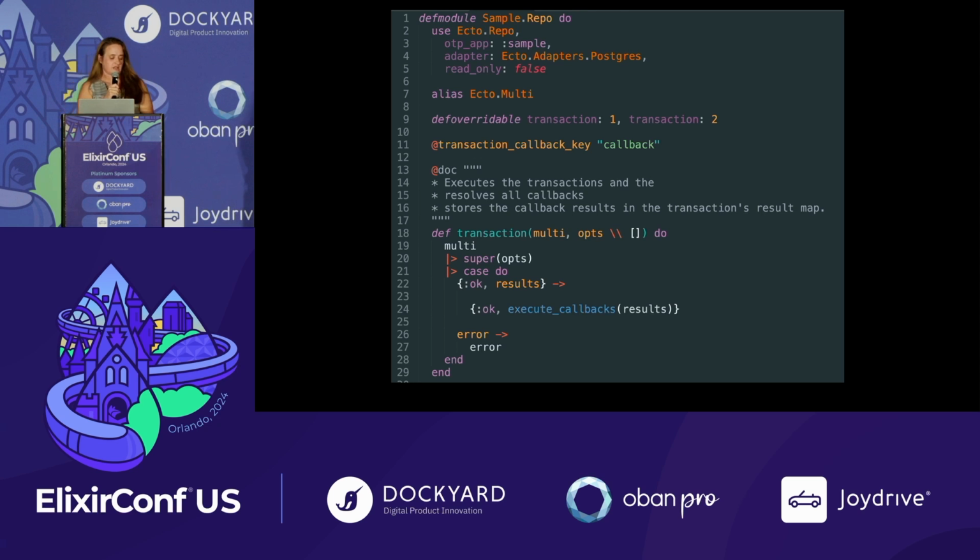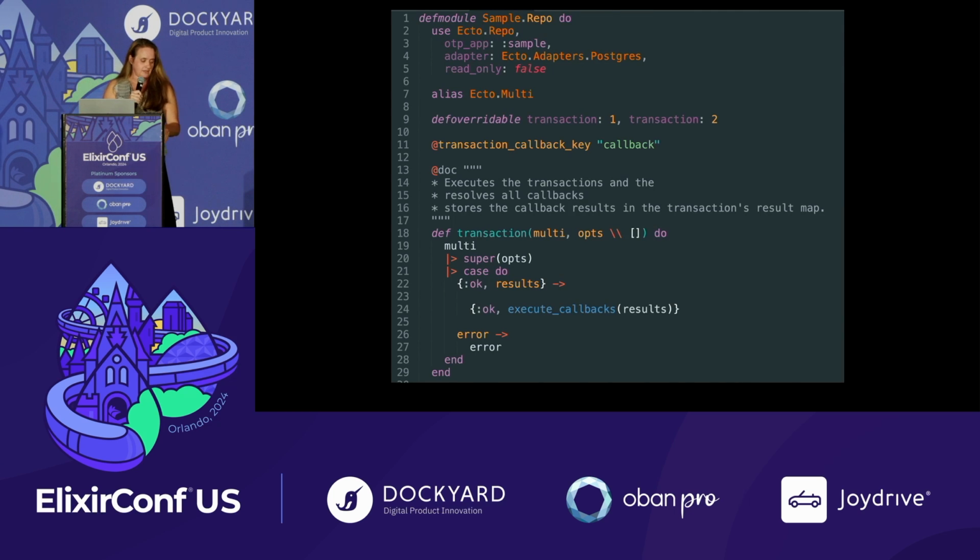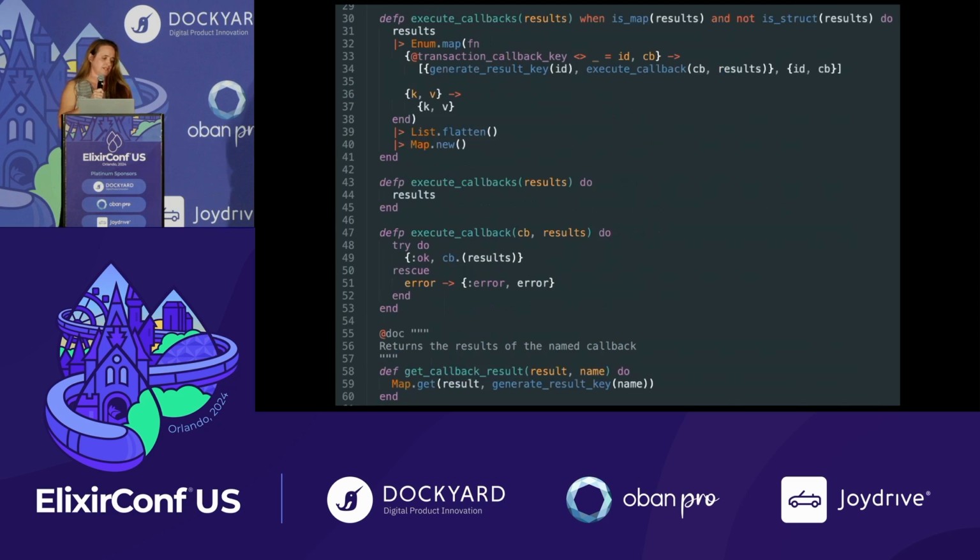So the next slide I'm going to show you is the results that are on line 22. Here what we have is it came back from that transaction, it has the user, and it has the 2 callbacks that we put in there. Great, the transaction worked, we have a user, the callbacks are still there. So now we're on to line 24. We're going to execute these callbacks. What does that look like?